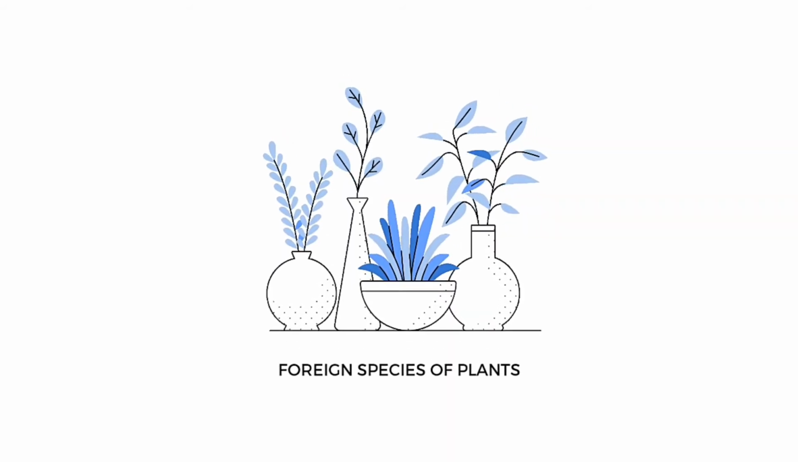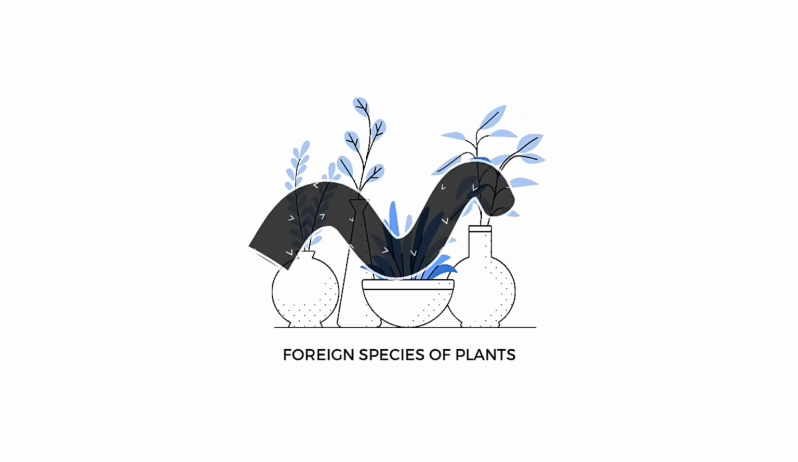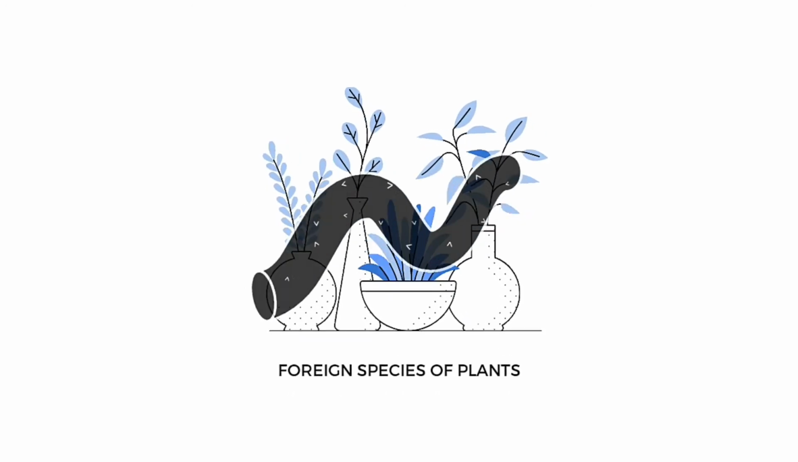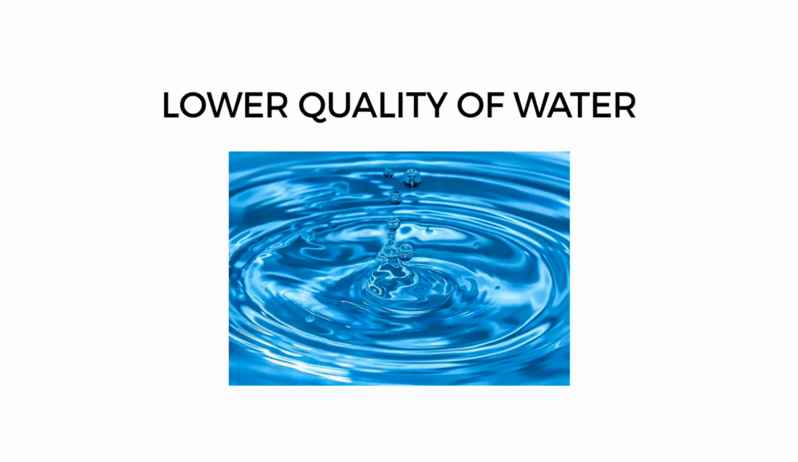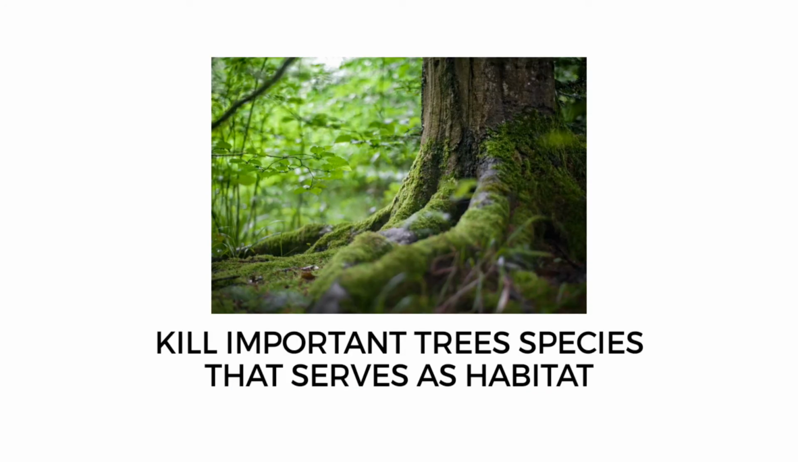in their habitat. The effect of invasive species can affect us by degrading the soil, which can lead to erosion and reduce the quality of water. There are also instances in which they crowd out and kill important tree species that serve as habitat and carbon storage for native wildlife.